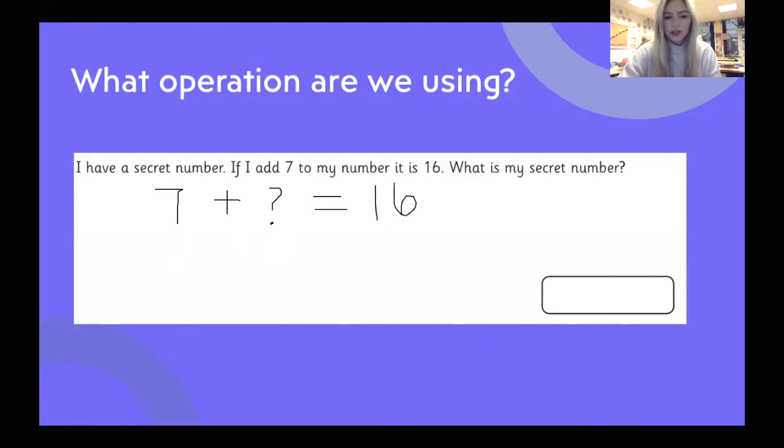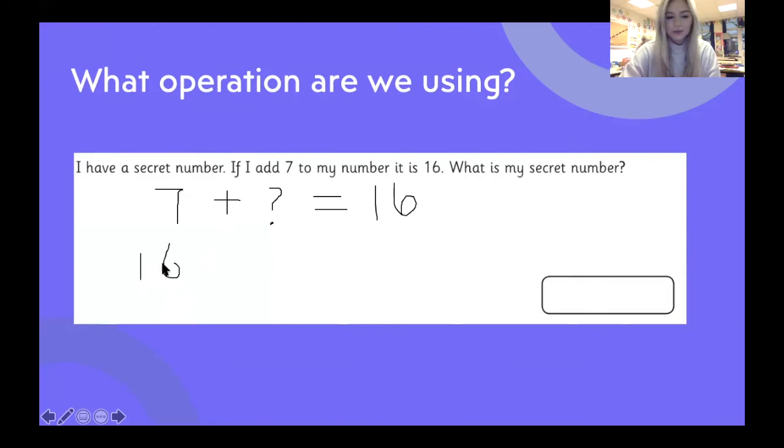The operation in this calculation here on the screen is addition. I don't want to use addition to solve this. That's going to be really tricky. I'm going to use the inverse, which means I need to do the opposite, which means we're going to be doing subtraction. So I'm going to change this calculation around.